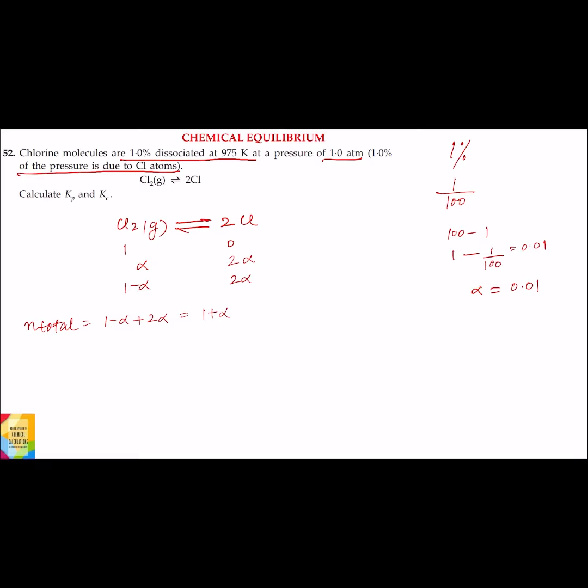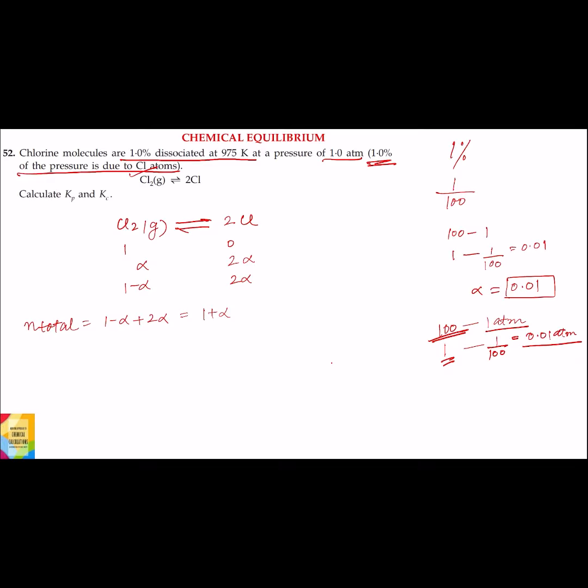Now it is given in the question that 1% of the pressure is due to chlorine atoms. What is the meaning of 1% of the pressure is due to chlorine atoms? It means that if the total pressure is 100 atmosphere, then 1 atmosphere is the pressure due to chlorine atoms. So if total pressure is 1 atmosphere, then the pressure due to chlorine atoms is 1/100, that is 0.01 atmosphere.